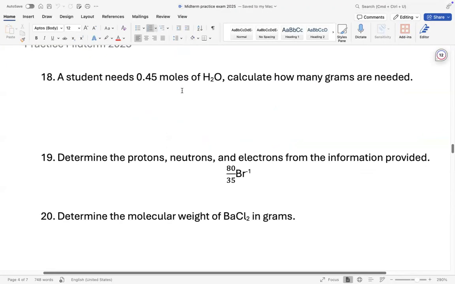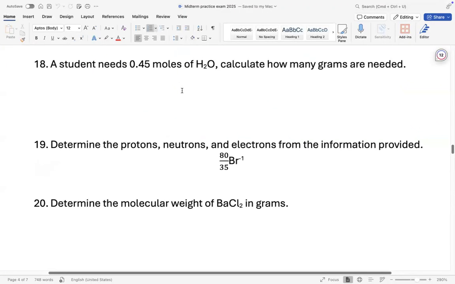All right, so 18 is a fun one because it is testing us on our ability to go from moles to grams, which is funny because that's a step you see in a lot of the other 2-steppers. So we've actually already seen this as part of step 2 of another problem. But, you know, whoever writes these tests, they crazy. Anyways, okay. So a student needs 0.45 moles of H2O.